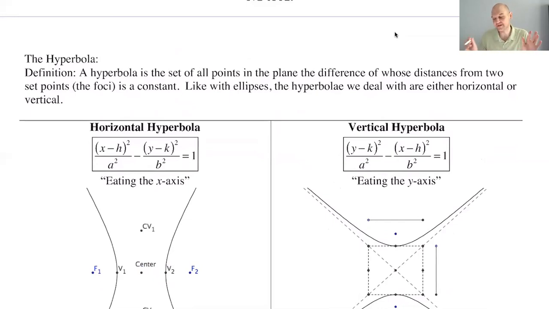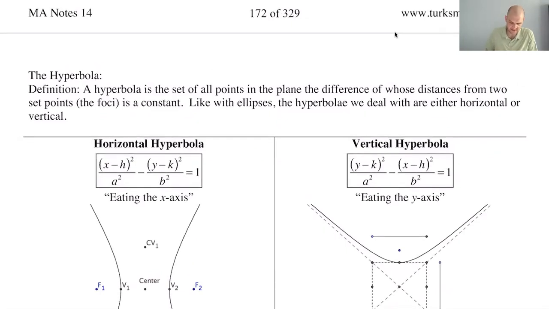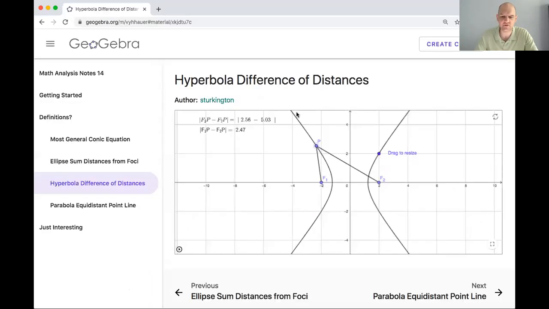If you remember, an ellipse is the set of all points in a plane, the sum of whose distances from 2 fixed points is a constant. Turns out the definition of a hyperbola is really similar to that, but kind of like the opposite. So a hyperbola is the set of all points in the plane, so it's still that. The difference of whose distances from 2 fixed points, which are called the foci, is a constant. So it's the difference between the distances. So there's horizontal, there's vertical. I'm going to show you in GeoGebra right now what that whole difference between the distances kind of means.